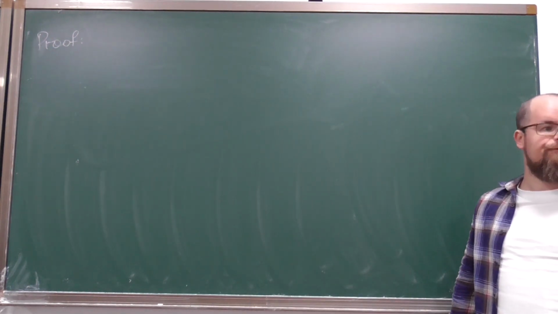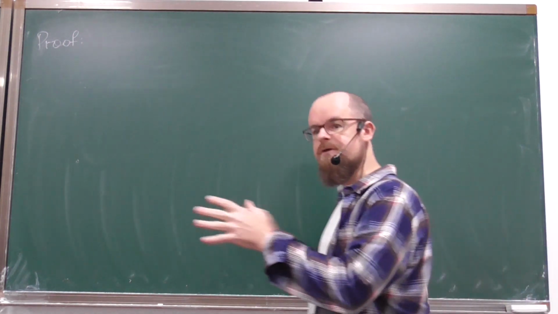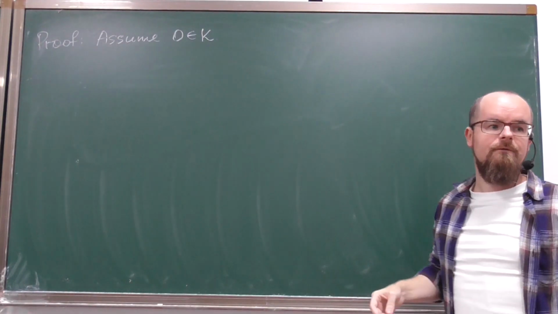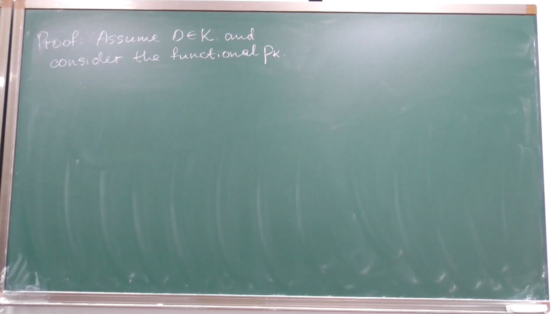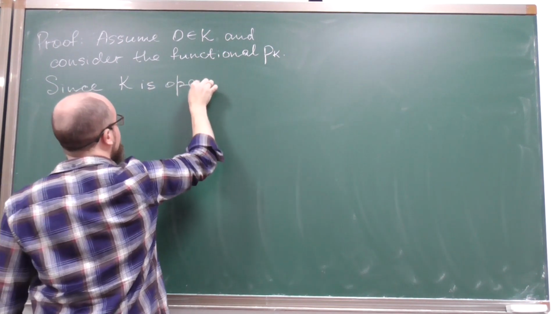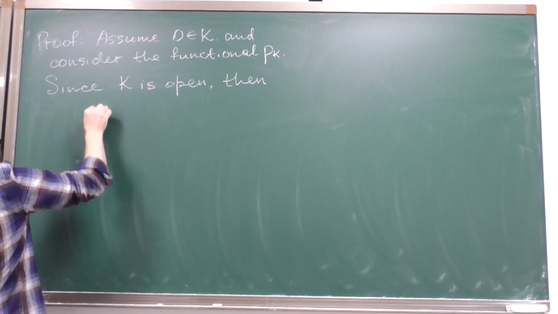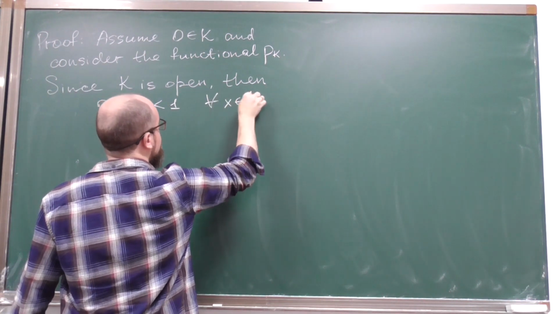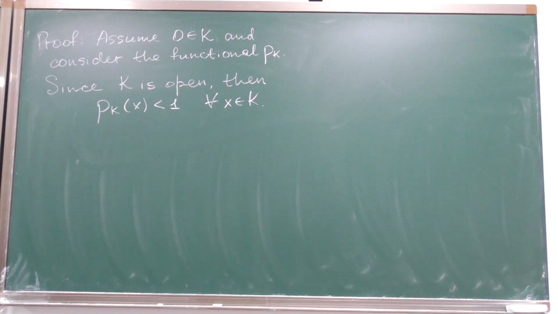Well, first of all, let us assume that 0 belongs to our set K. If not, we just shift the whole space to make 0 belong to K. Then we can consider the functional p sub K. Since K is open, which means that any point in K is an interior point, then p sub K of x is strictly less than 1 for any x from K. Now let's take this point y, which does not belong to K, consider its span, and define a linear functional on that one-dimensional subspace.